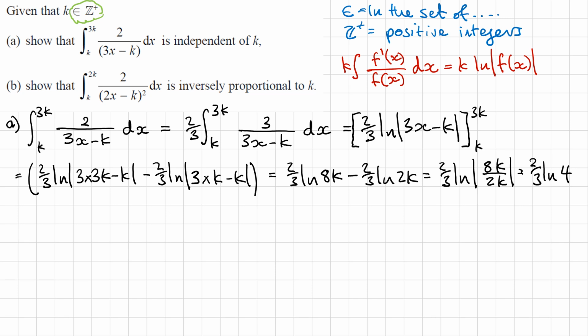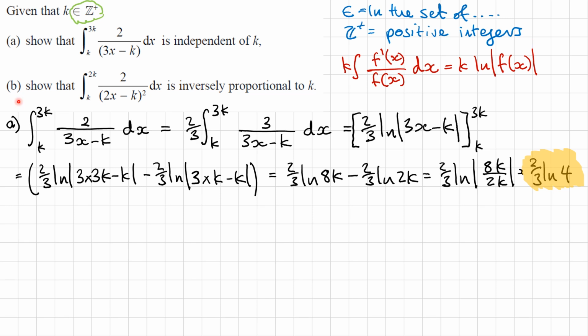Now this proves that the original question is independent of k, because it doesn't matter what value of k you put in, positive integer for k, you're always going to get this result here because the k's cancel out at this point. So whatever k was, doesn't matter, you're always going to get 2/3 log 4. So that proves that the original integral is independent of k.